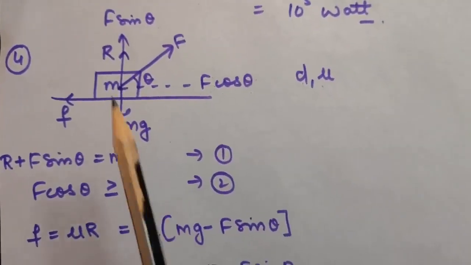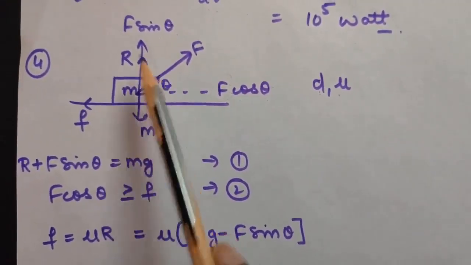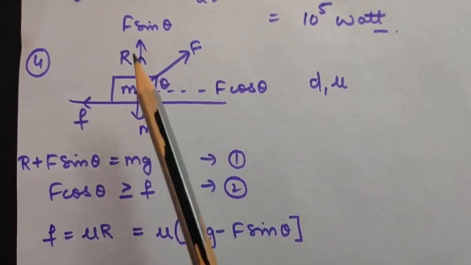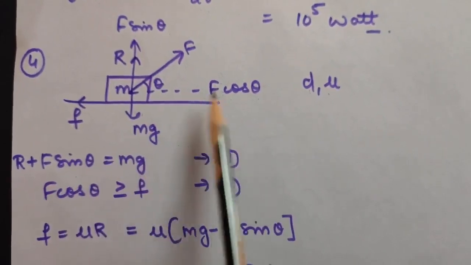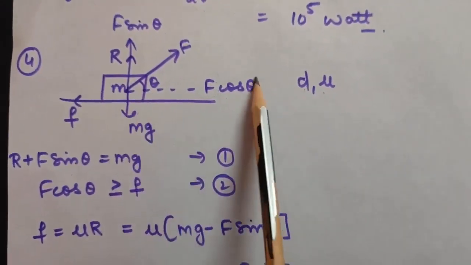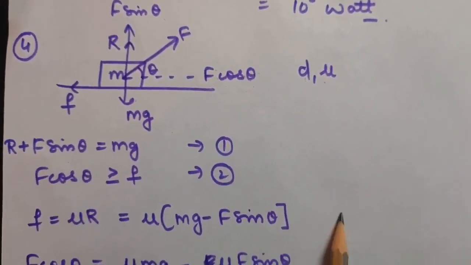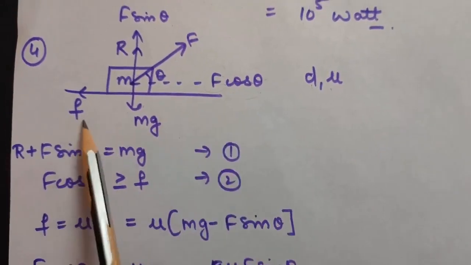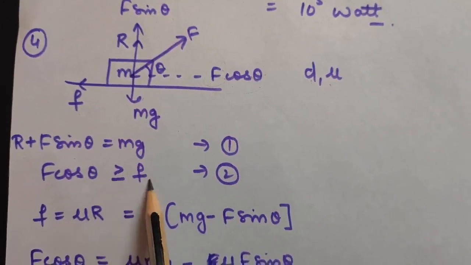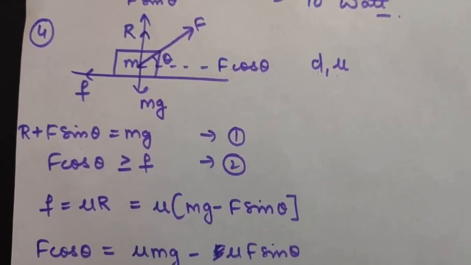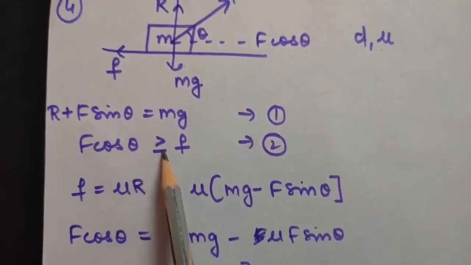Okay. So first of all, in the y-axis, mg will be acting downward and reaction will be there due to the surface. So if you form the equation of motion, that will be R plus F sin theta is equal to mg. And here, if this block is moving, that means this F cos theta is either greater than or equal to f. Because if this force is less than the friction force, then the block will not move. And if the block is moving, that means it is either greater than or equal to, and we will be taking the equal to case. Okay, so mark it first equation, mark it second equation.